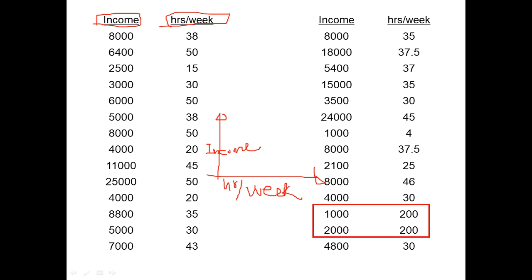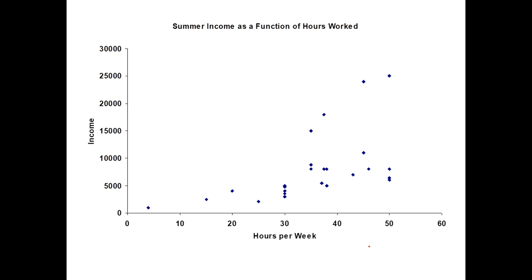There is one example here. You can see 200 hours per week. No one is going to work that much, so this is wrong data. You should remove such data. 24 into 7 is 168, so 200 is more than possible, so it's wrong data. We should remove such data. You should use your common sense also, whether it is possible or not. We should remove such data and try to plot them.